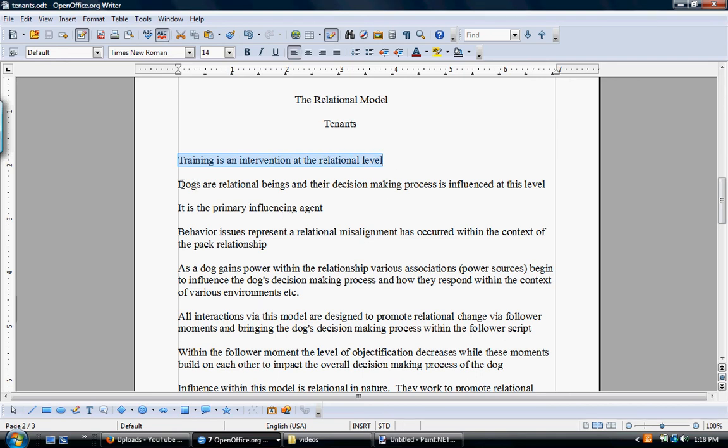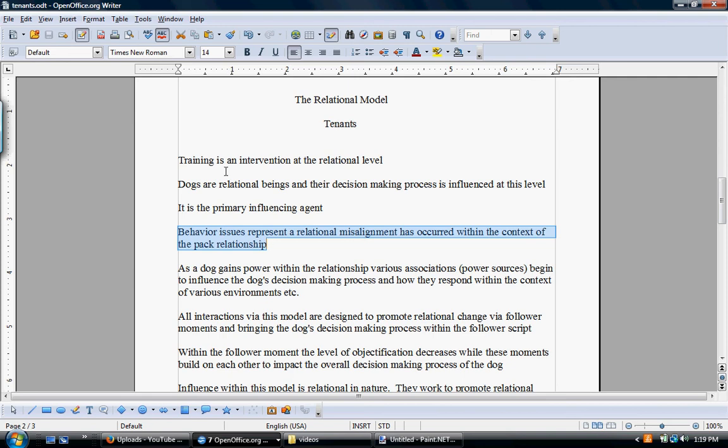So in keeping with that, what I show is dogs are relational beings and that the decision-making process is influenced within this context. So what I show is that it is the primary influencing agent when it comes to changing unwanted behavior for dog owners, and that, keeping in mind training being an intervention, behavior issues represent a relational misalignment that has occurred within the context of the pack relationship.